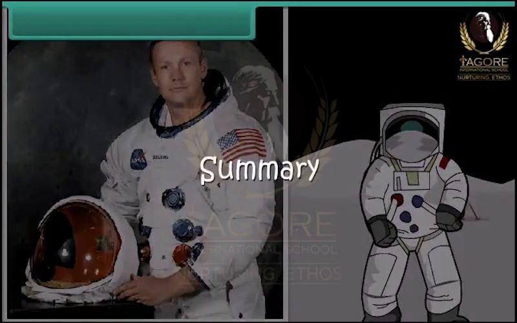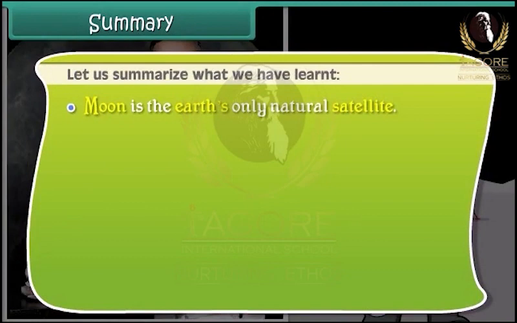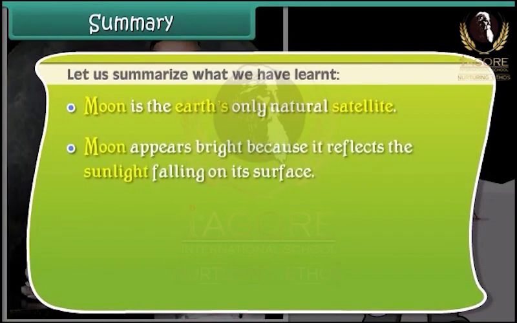Summary. Let us summarize what we have learned. Moon is the Earth's only natural satellite. Moon appears bright because it reflects the sunlight falling on its surface.